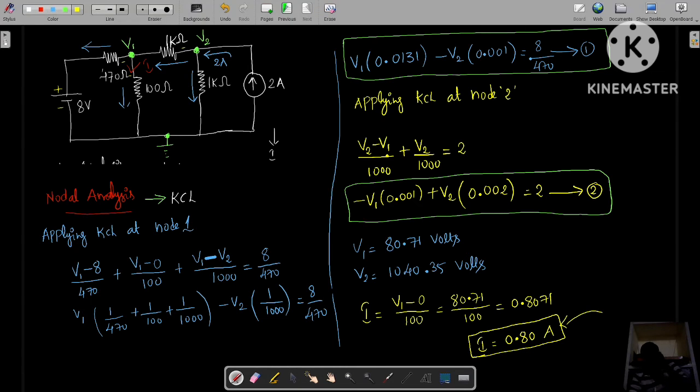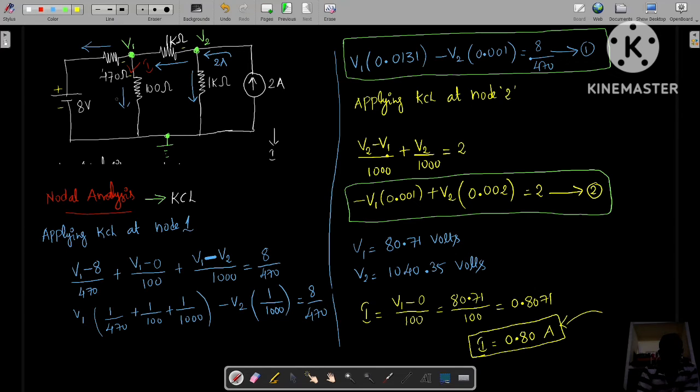Okay, so which one is easy compared to mesh? Nodal is easy because here I need to solve only two equations, and getting the solution for the equations seems a little bit easy. So nodal analysis is easy compared to mesh analysis in this particular case.